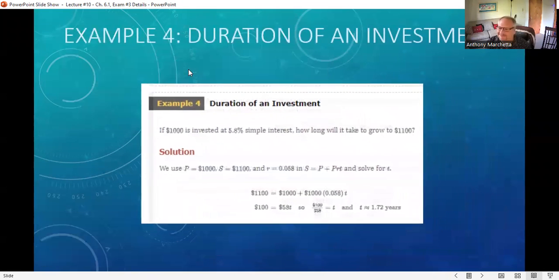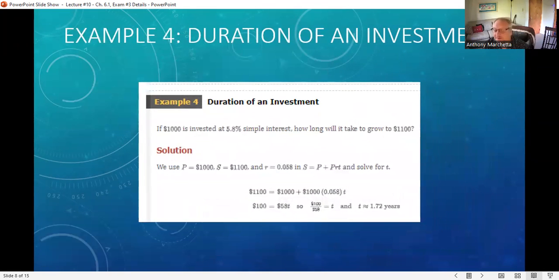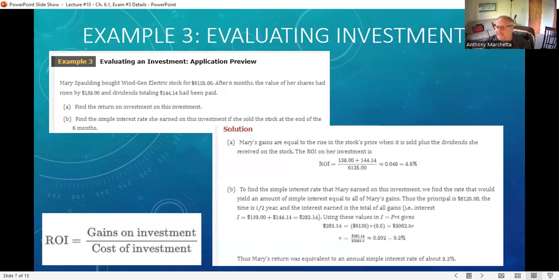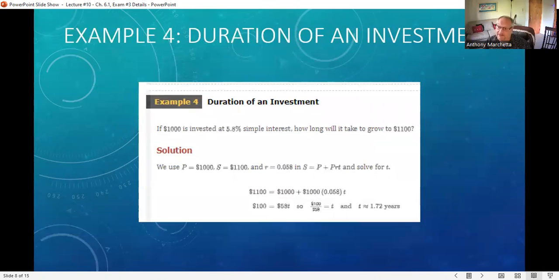That's example 3. Here, we're going to talk about what happens when T is the variable. So the last one, which was R is the variable, you're trying to, like I said, evaluate the investment. How good or bad was the investment? Here, we're talking about what's the duration of the investment and what can I make the duration be so that it can get what I want. That's what we mean by letting T be the variable.